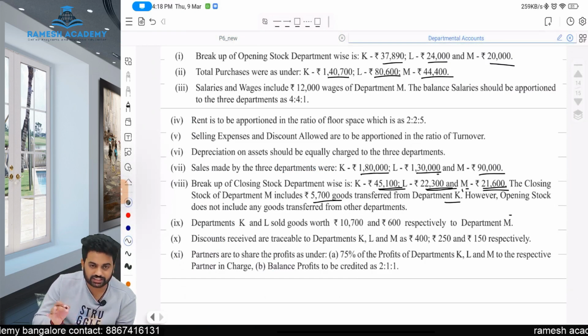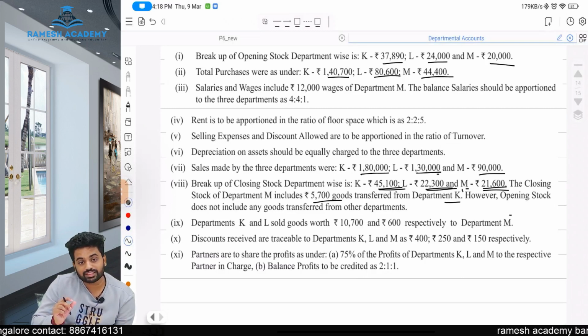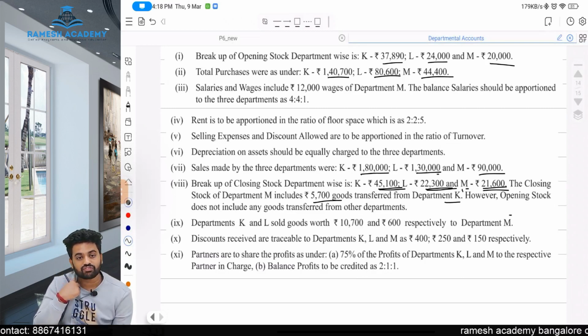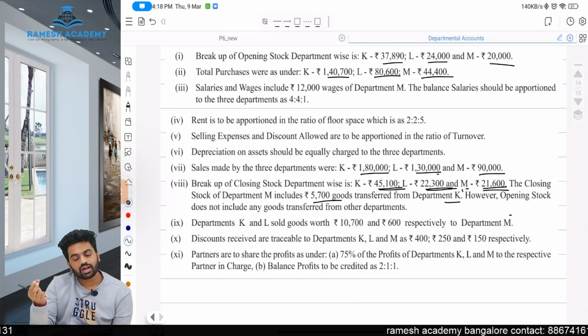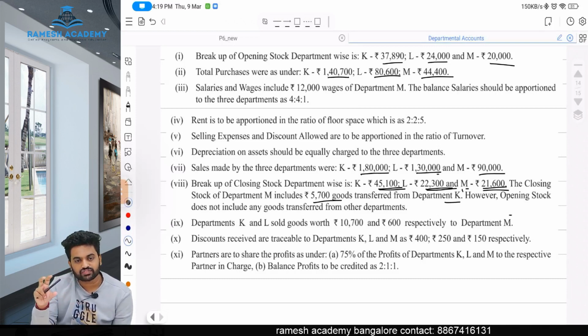However, opening stock doesn't include it. Here they are talking about how much is remaining. Don't think that only 5,700 is transferred. No, so much goods is transferred, and out of that goods, in the closing stock, only 5,700 is there. I repeat, so much goods is transferred, and out of that only 5,700 is there.